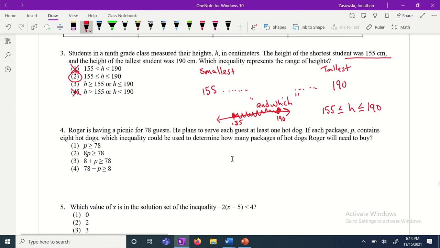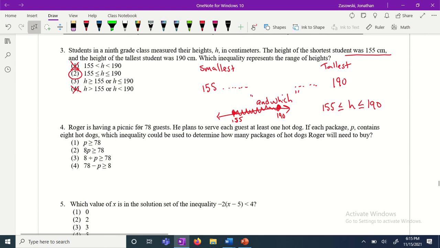All right, number 4, Roger's having a picnic for 78 guests. So there's our total. He plans to serve each guest at least, there's our key one. Remember, at least. When we write our inequality, keep in mind what that means. If each package P, so they're giving me the variable, can't use X, we have to use P, contains 8 hot dogs, which inequality will be used to determine how many packages of hot dogs Roger will deliver.